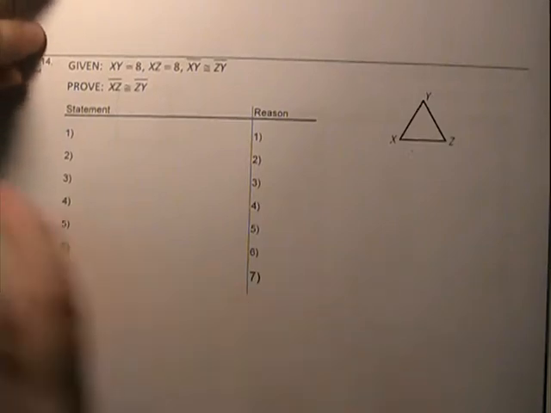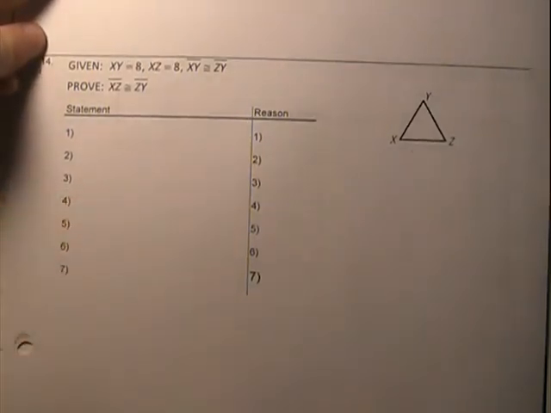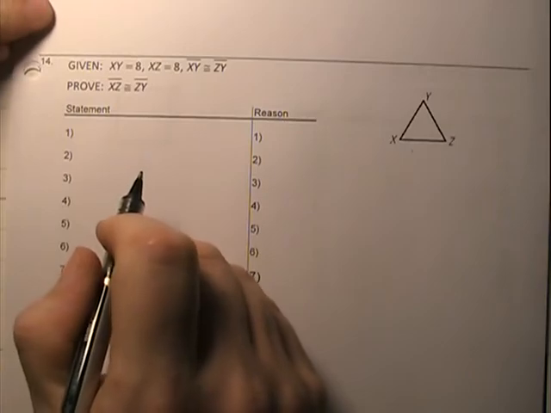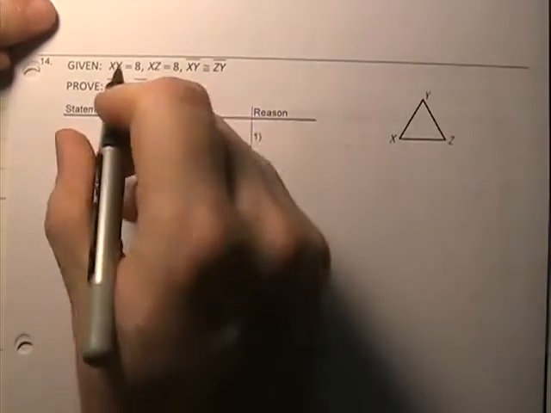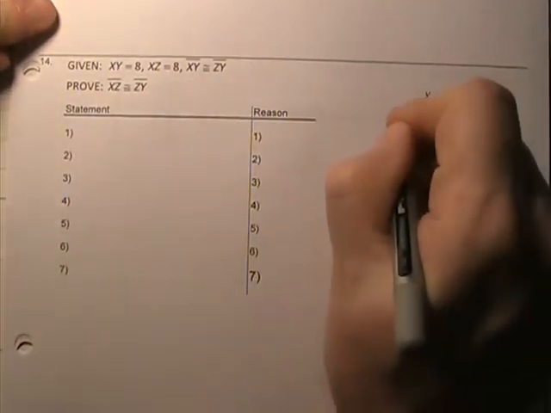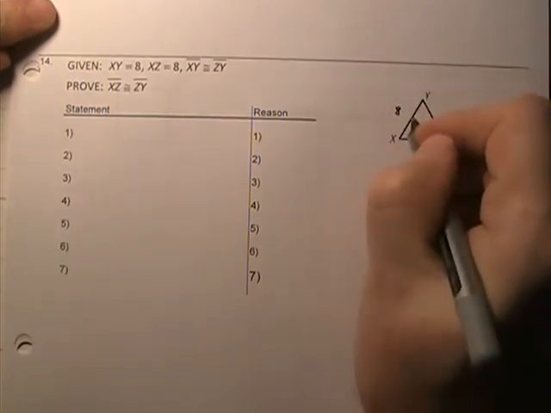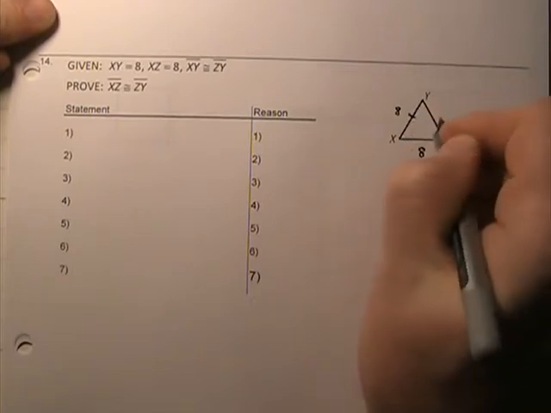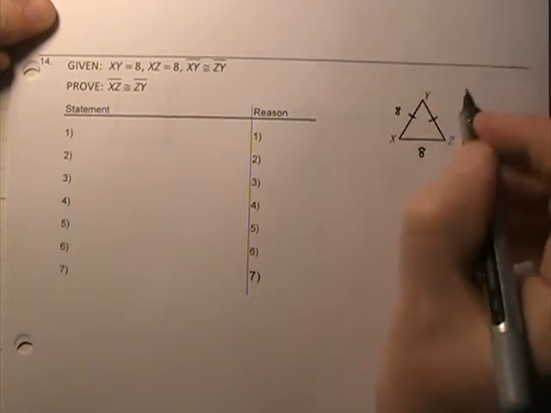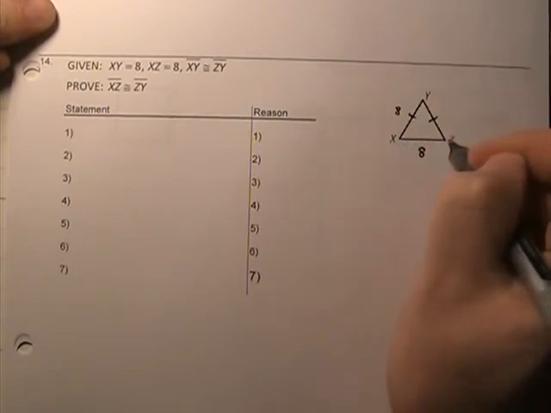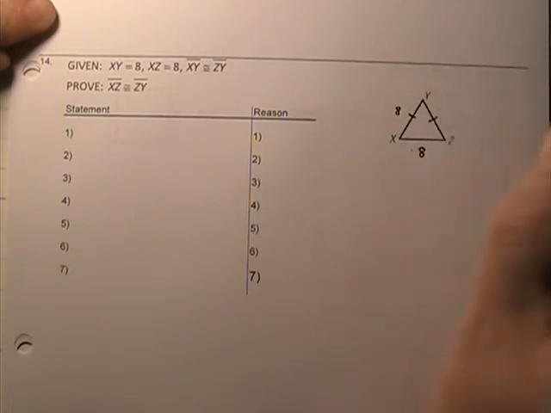Okay, we're going to try and finish up the worksheet here. So number 14: XY is 8, XZ is 8, and XY is congruent to ZY. And I want to prove that XZ is congruent to ZY. Okay, so that's what I'd like to do.